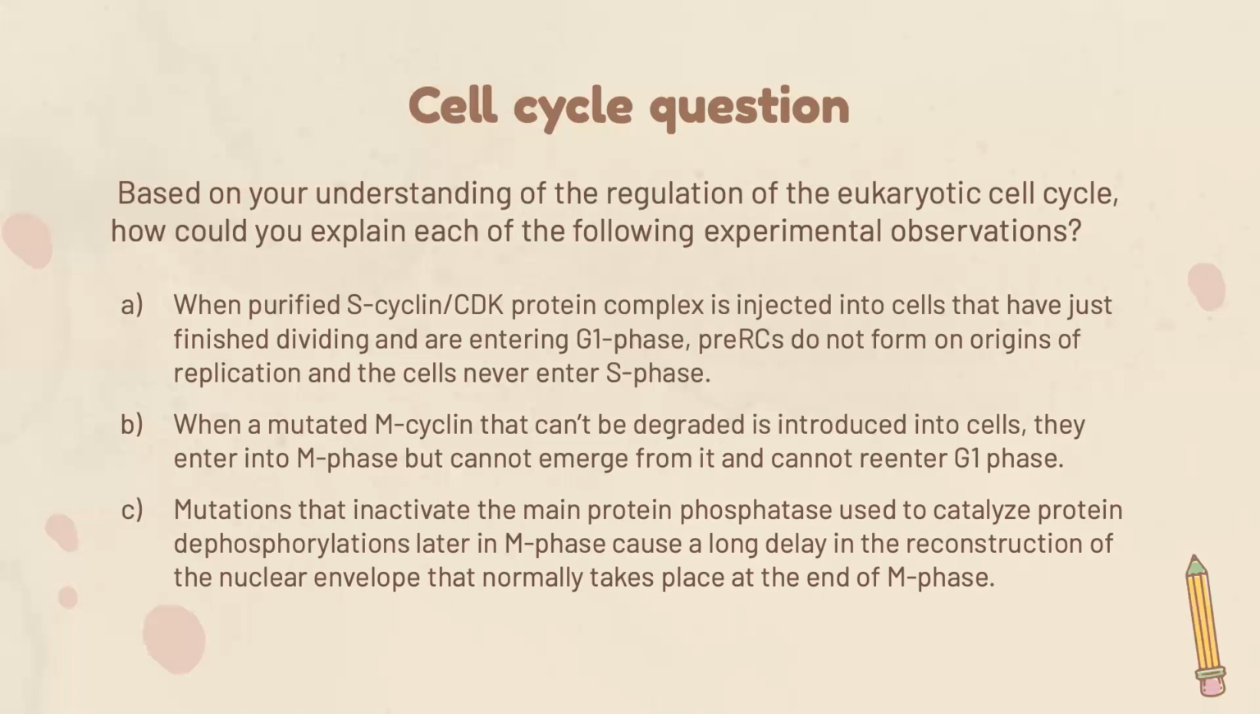Right. And then last one, mutations that inactivate the main protein phosphatase used to catalyze protein dephosphorylations later in M phase cause a long delay in the reconstruction of the nuclear envelope that normally takes place at the end of M phase.